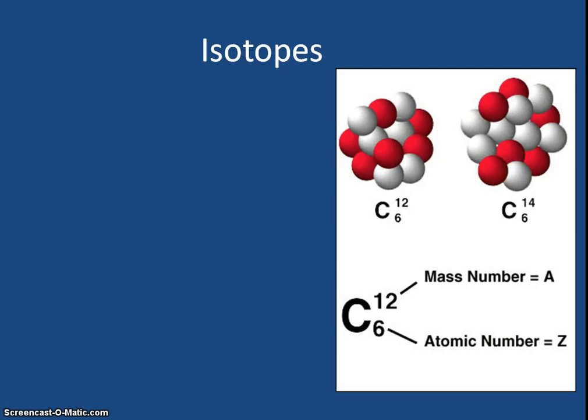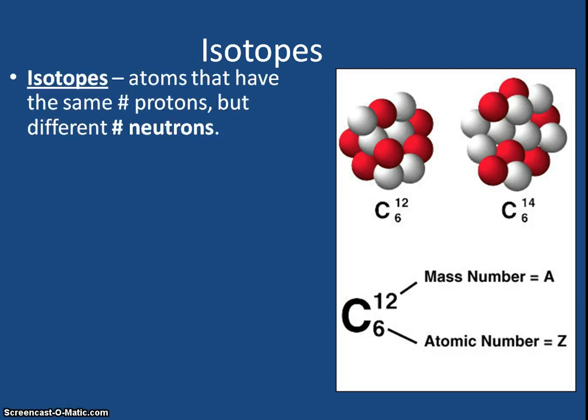Alright, the next word is isotopes, and the problem with the word isotopes is that it starts with an I, just like the word ion, so make sure you remember the difference between them. For ion, remember we stressed electron and charge. Isotopes, I want you to stress neutrons. So these are atoms that have the same number of protons, but their neutrons are different.